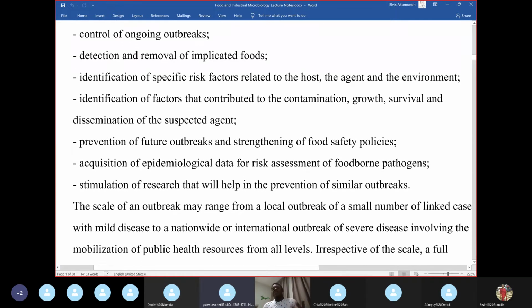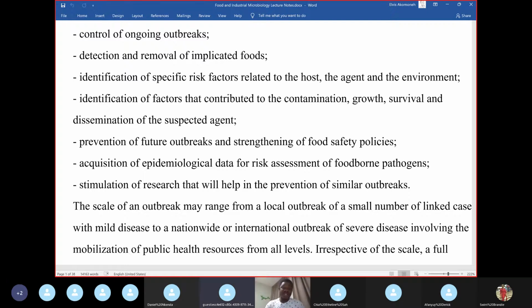We could also want to identify specific factors that are related to the host, the agent, and the environment. So we could want to see if there is a particular group of people that are going down, because we are not sure that everybody who bought soya from that place is having foodborne disease. It's really not the case. So who are those who are easily affected? Maybe it's based on sex, females are more affected, or maybe it's based on age, the elderly or the young are more affected.